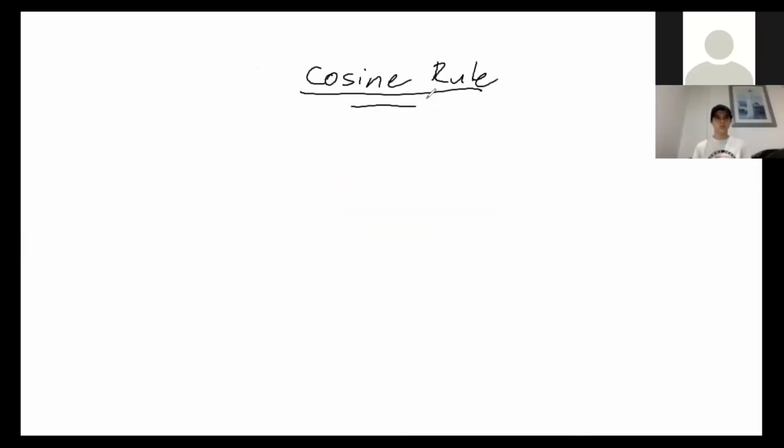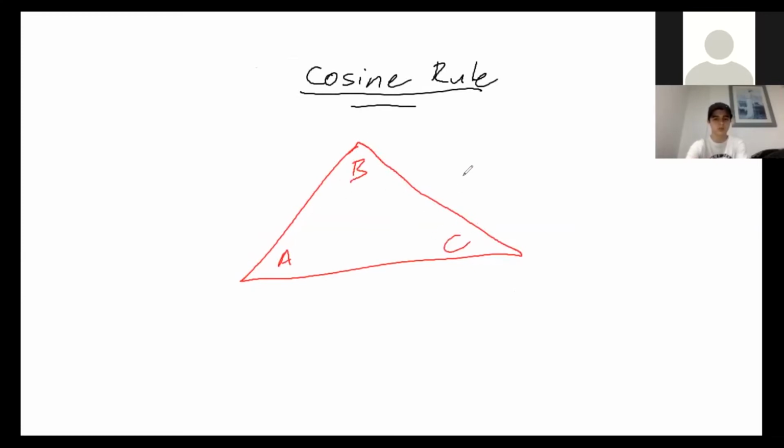that are similar about it. So first of all, we use the same triangle. So this is another non-right angle triangle. So we have A, B, and C. And let's say we wanted to find side C, right?